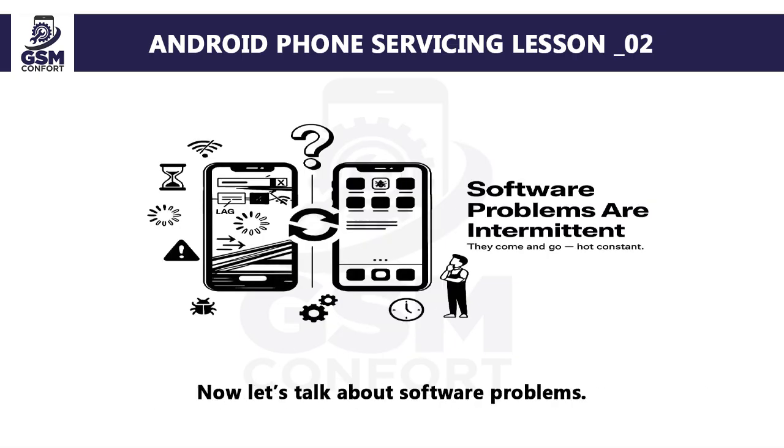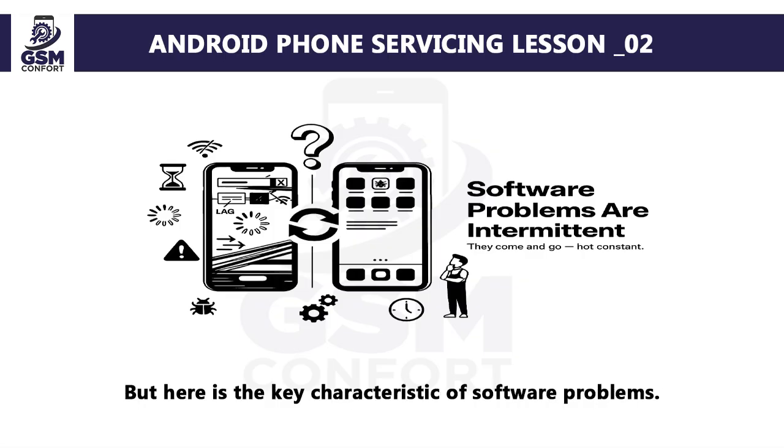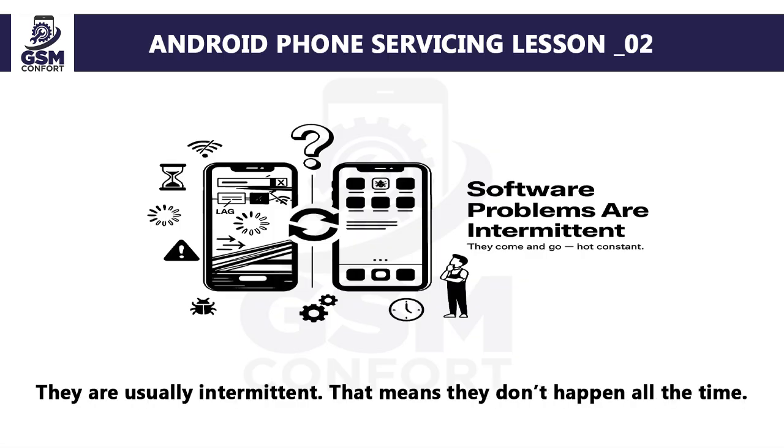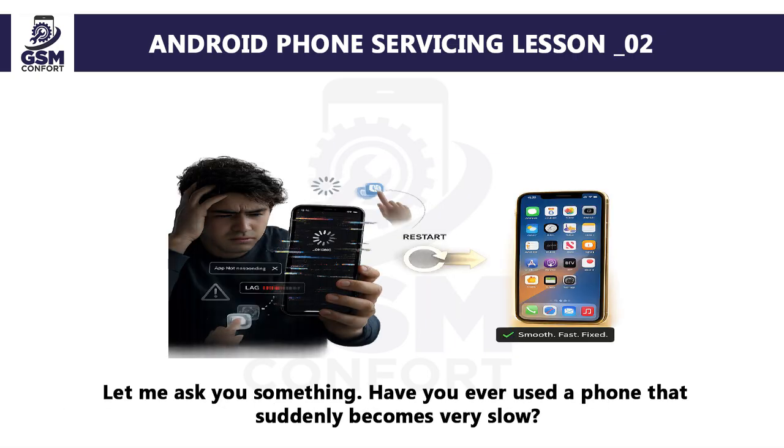Software glitches. Now let's talk about software issues. Software issues are extremely common in Android phones. But here is the key characteristic of software problems. They are usually intermittent. That means they don't happen all the time. They come and go.